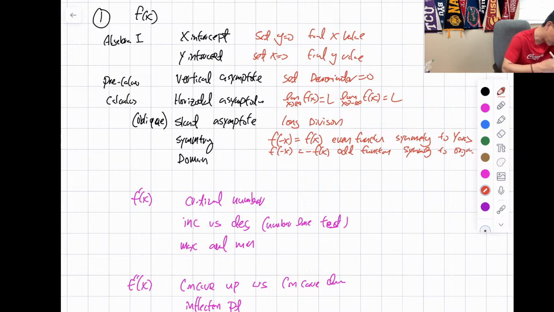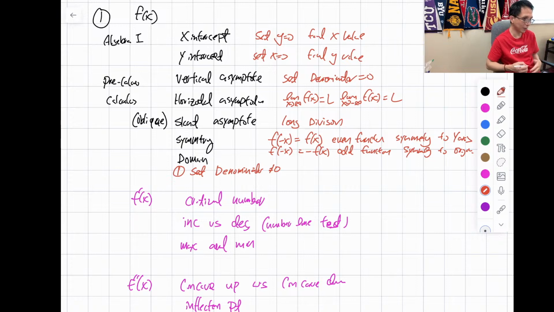Domain. Well, for domain, you have two issues. First, set the denominator... Wait, did you say symmetry to origin? Symmetry to origin. For domain, the denominator cannot equal 0.